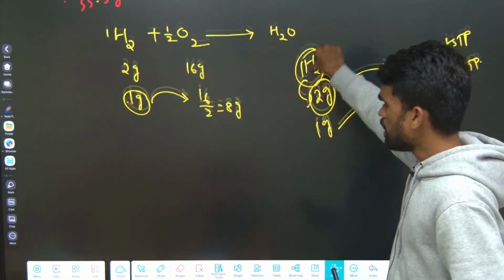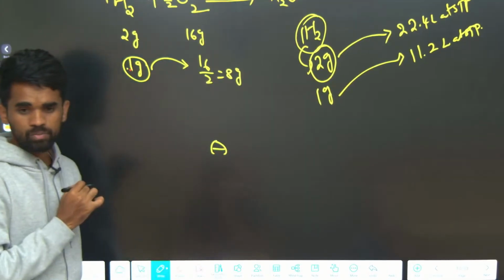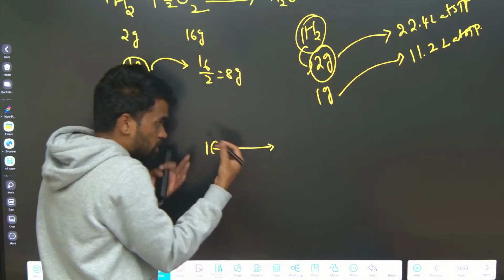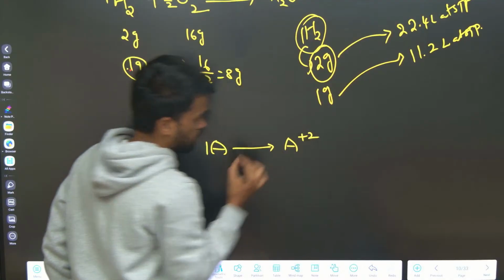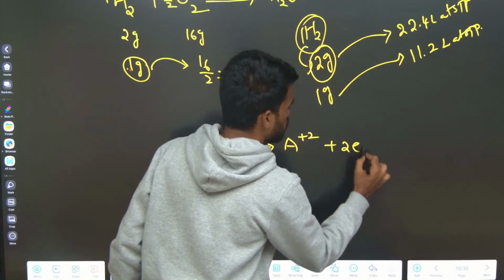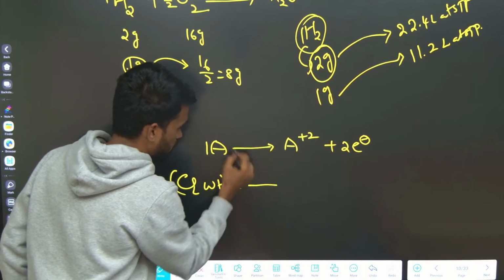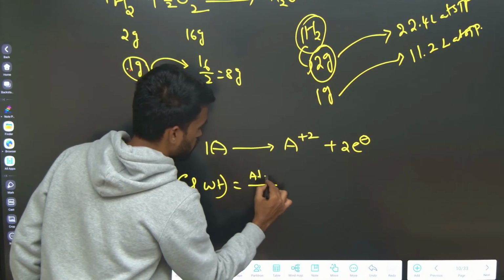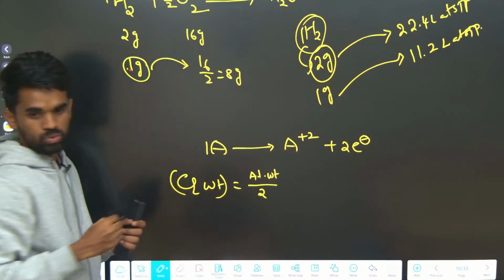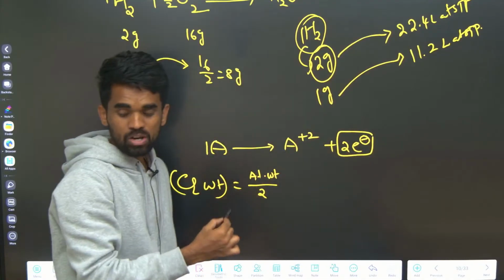Right. Now when it comes to normal atoms, for example I have an element A. During the chemical reaction, 1 mole of A is losing 2 moles of electrons, or 1 atom is losing 2 electrons. So what is the equivalent weight of this atom A? Equivalent weight will be the atomic weight divided by how many electrons it lost: 2. So take it as 2 here. If it is losing 3, then 3. Whatever the number of electrons involved in this process, call it the valency factor.